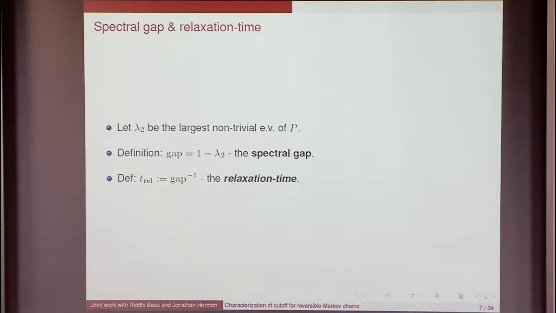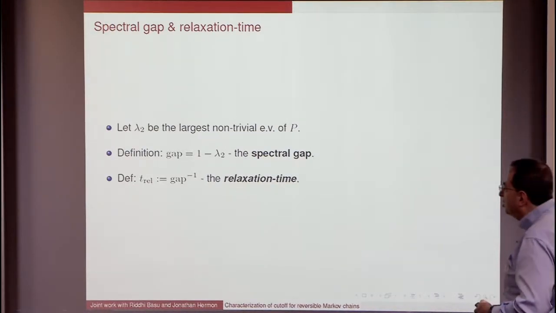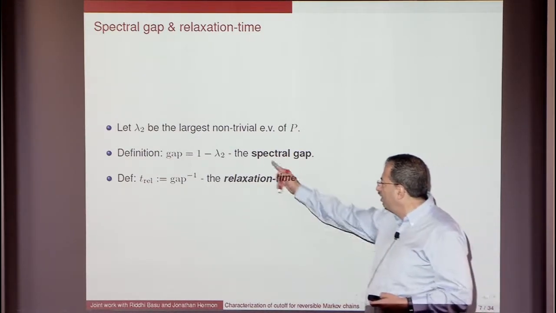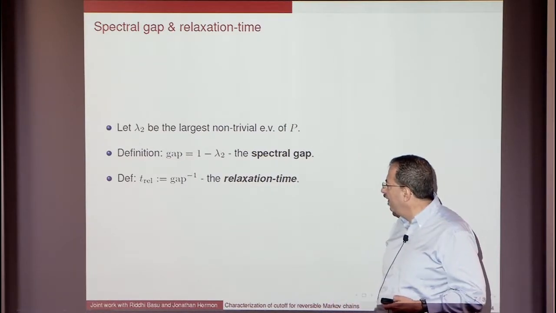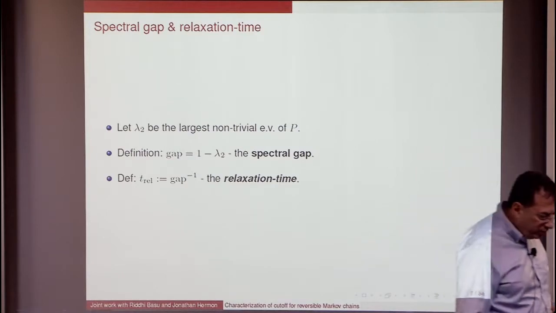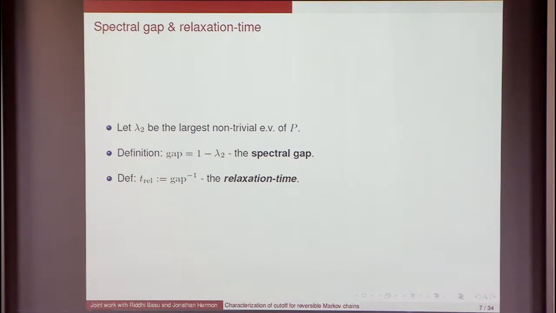Okay, so, well, this is a spectral graph workshop. So this is 1 minus lambda 2, the spectral gap, and following Aldous, we'll use the relaxation time notation for the inverse gap.